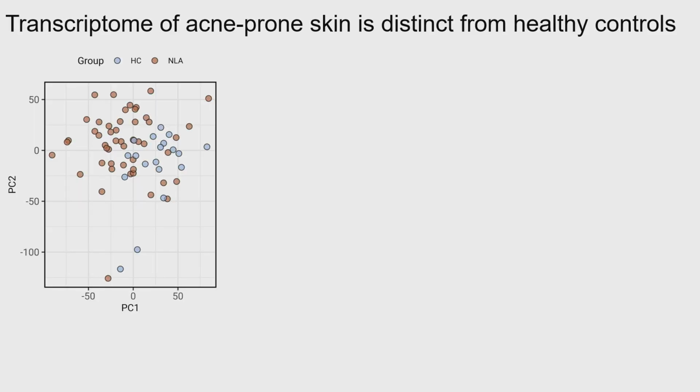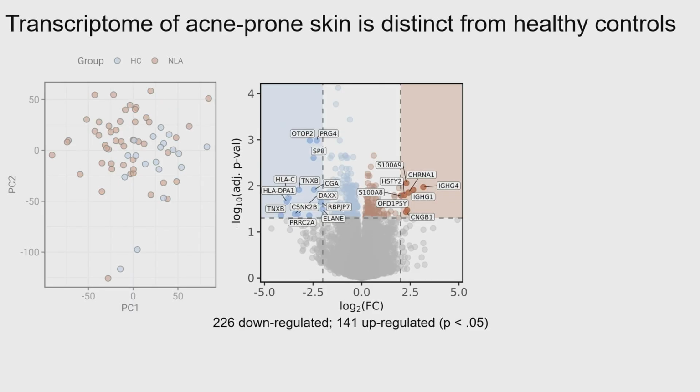We first used principal component analysis to gain a broad view of our sequencing data. We found that the non-lesional acne skin and the healthy control skin distinctly separated along the first 2 principal component axes, indicating that the tissue status was one of the largest drivers of variation in our data. We then performed differential expression analysis, and found 226 downregulated genes and 141 upregulated genes in the non-lesional skin relative to healthy controls.